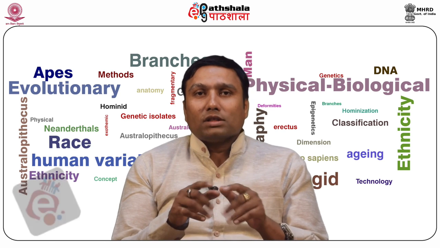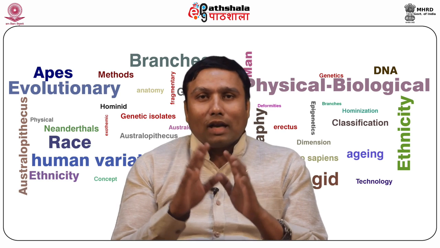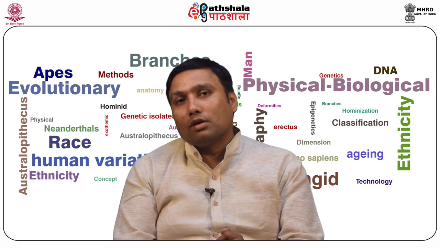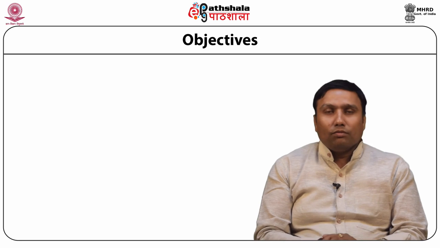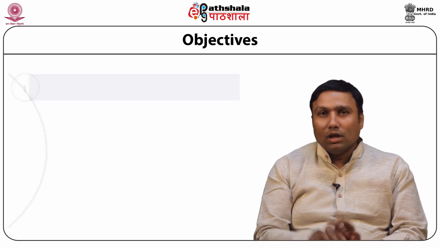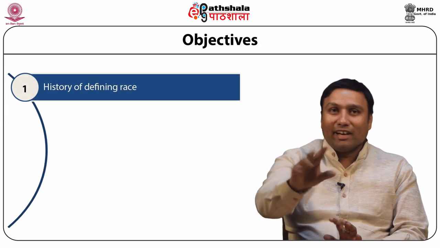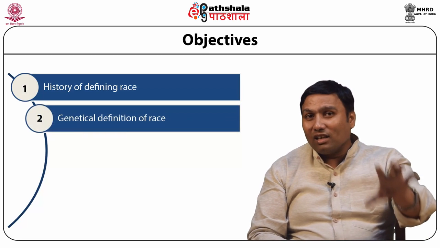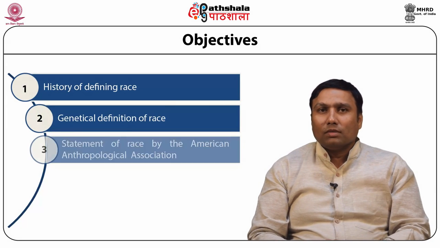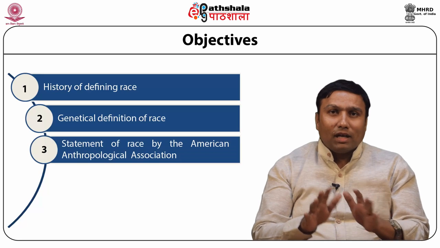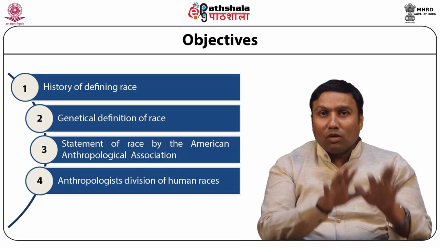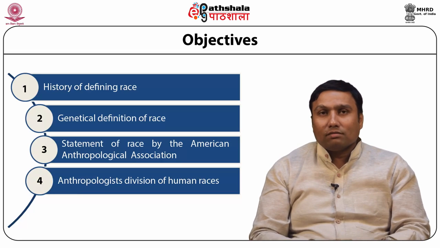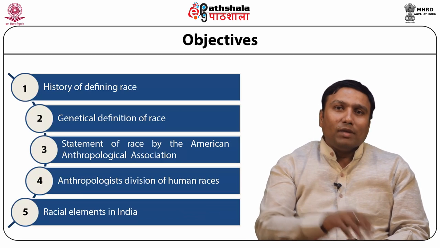Today we are going to discuss a module called Classification of Race under the paper Physical and Biological Anthropology. In this module, we are going to discuss the history of defining race, the genetical definition of race, the statement of race by the American Anthropological Association, anthropologists' division of the human race, and racial elements in India.